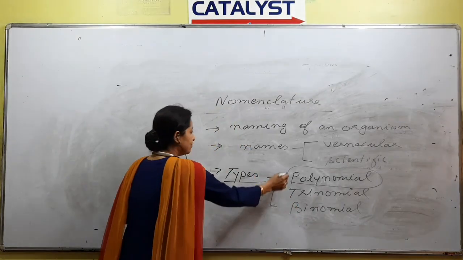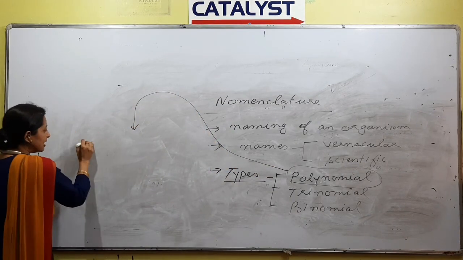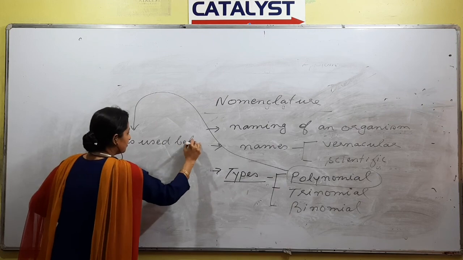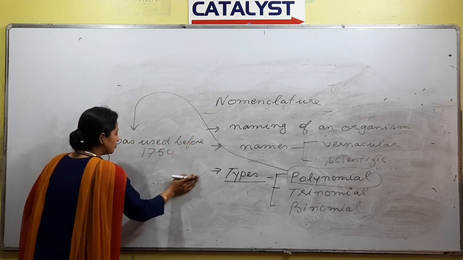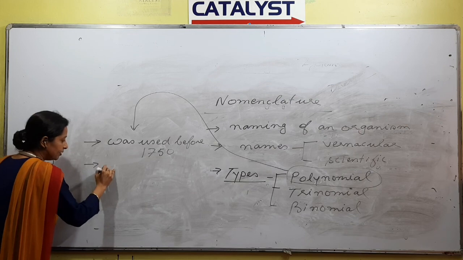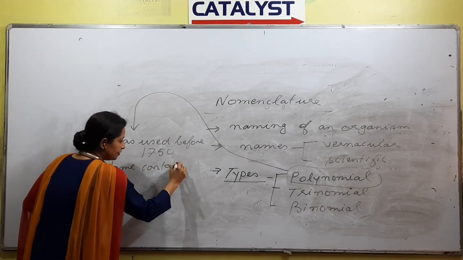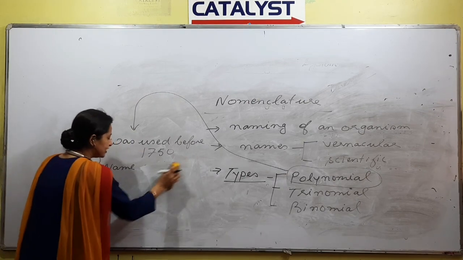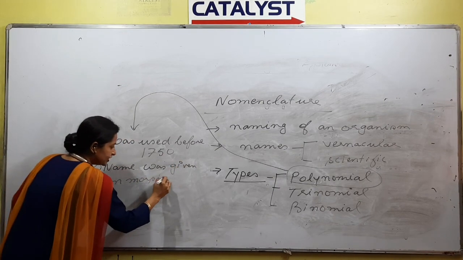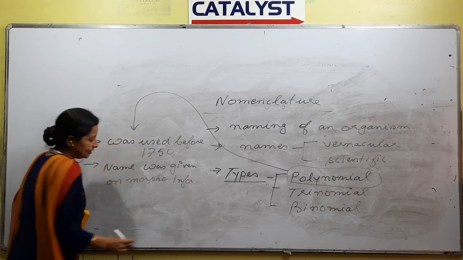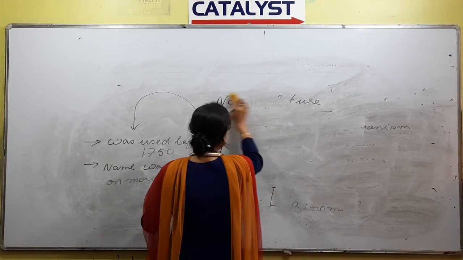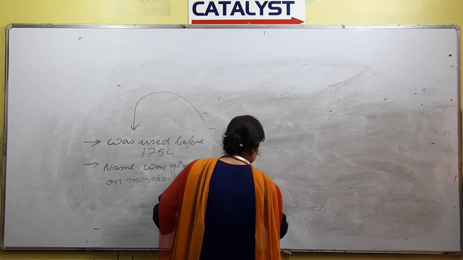So some information about polynomial that you need to know: this type of nomenclature was used before 1750. Second, the names are given on morphological information. Morphological information means how it looks, how it grows, what kind of flowers it has, etc. Whatever we have basically seen, the name is given on that basis. That is called polynomial.